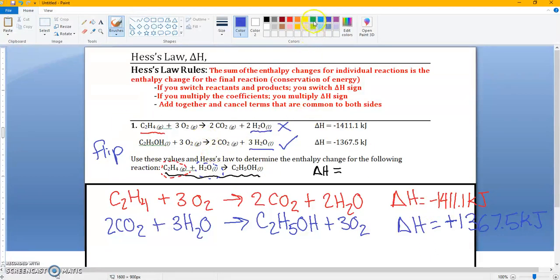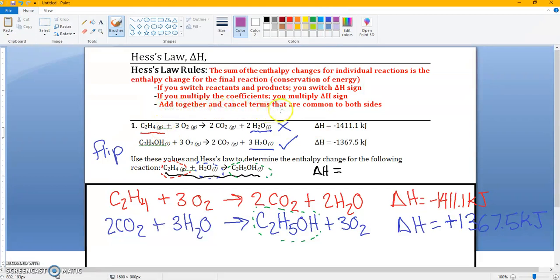Now I am going to look, and the last thing I need is C2H5OH as a product. So I look and, oh, look at that. It's already a product over here. So I've already taken care of that. So that means that I have used my equations correctly, and I have my C2H4 as a reactant, water as a reactant, and C2H5OH as a product. I'm good. Now I just need to follow the last part of Hess's law.